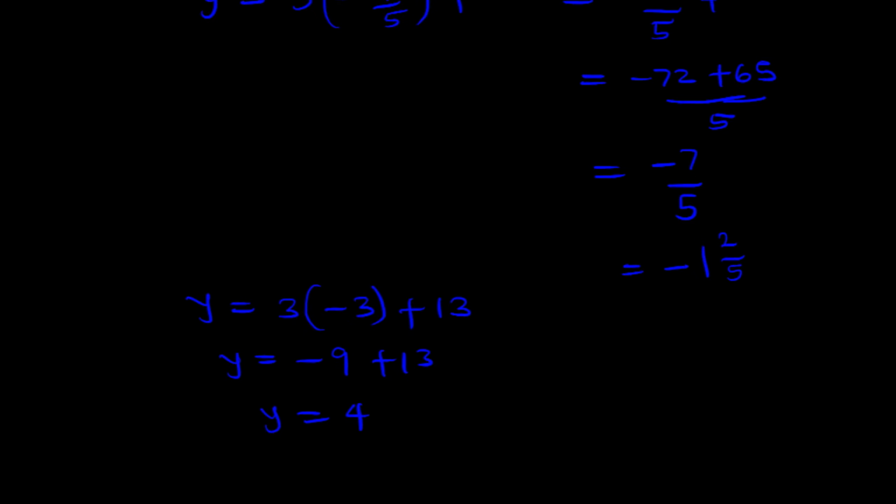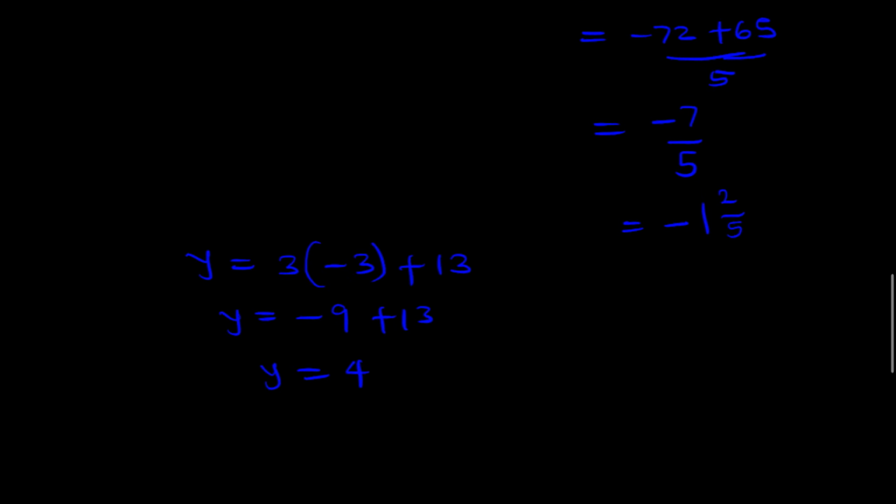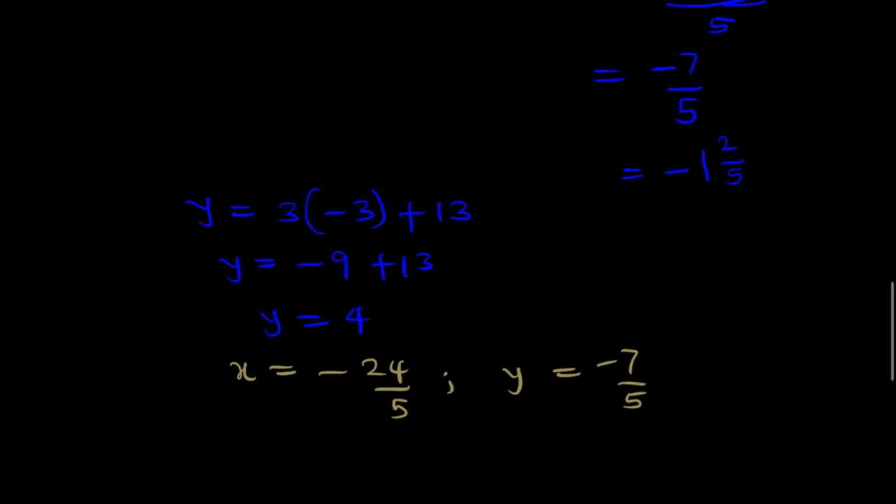So if we put those side by side, you see that when x is negative 24 over 5, corresponding value of y is negative 7 over 5. However, when x is minus 3, corresponding value of y is 4.